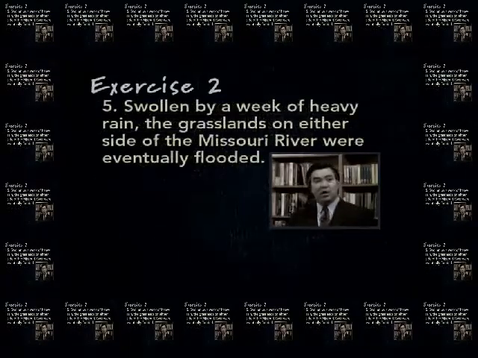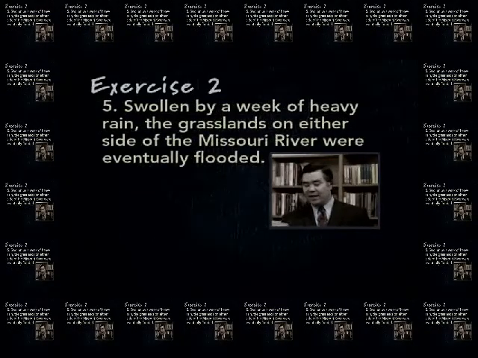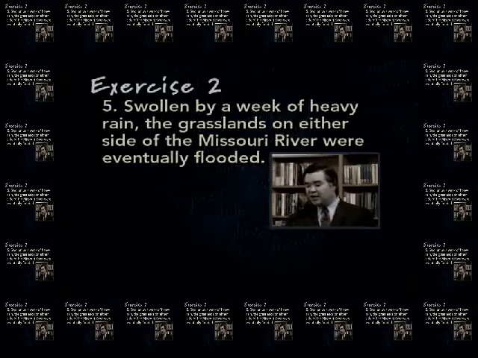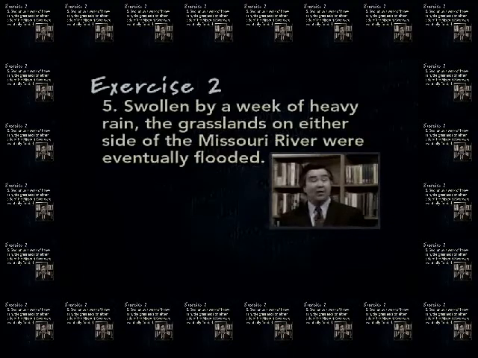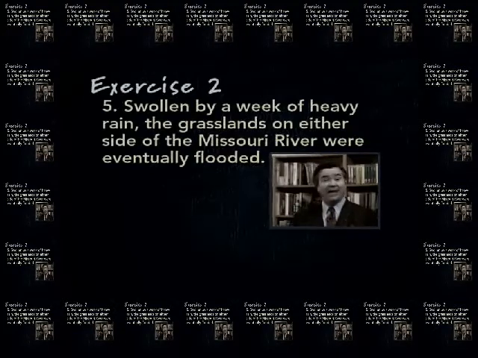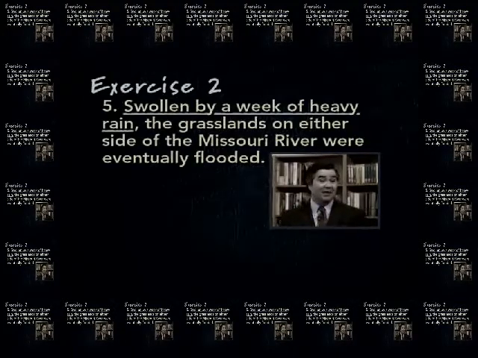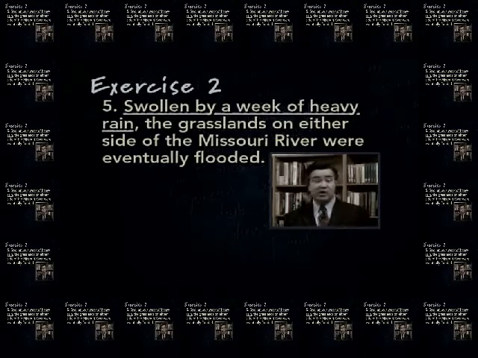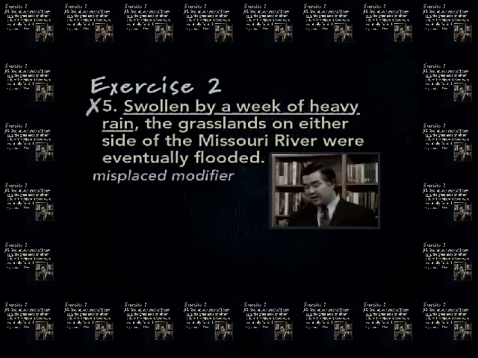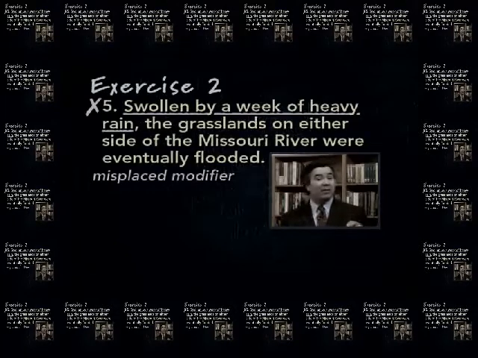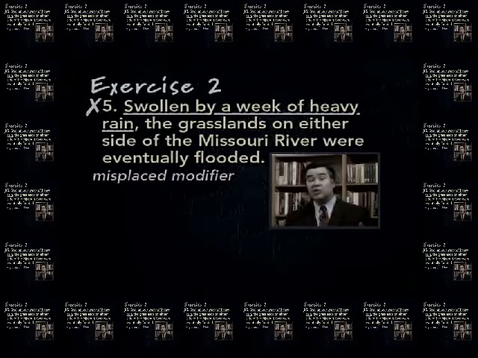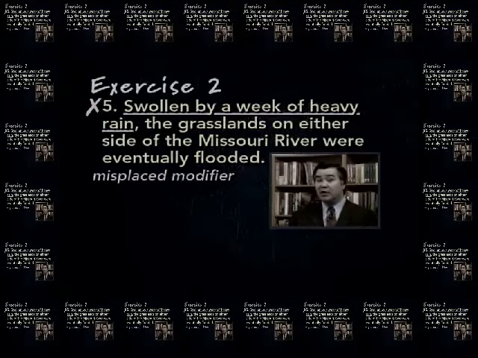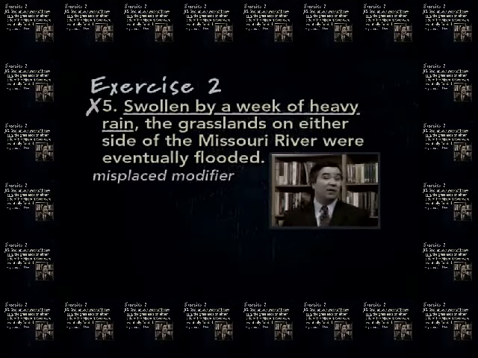Next example. Swollen by a week of heavy rain, the grasslands on either side of the Missouri River were eventually flooded. Once again, we have an opening phrase which is intended to modify something else in the sentence. Unfortunately, in this case, we have a misplaced modifier. Swollen by a week of heavy rain describes who or what? Well, it doesn't describe the grasslands. They weren't swollen. It was the Missouri River that was swollen by a week of heavy rain.